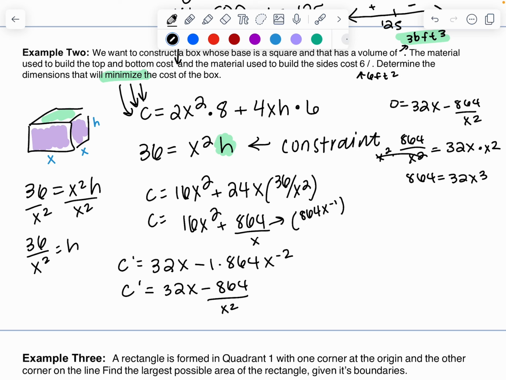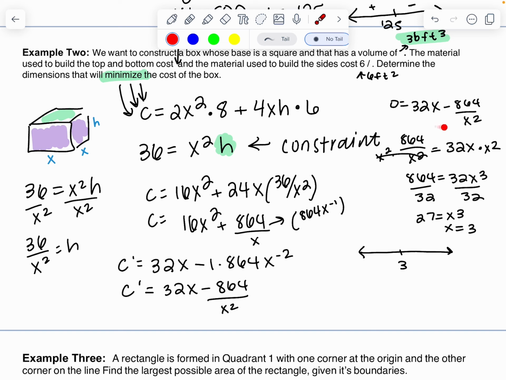Now that I have the x's together, I have to get x alone, so I'll divide both sides by 32. That equals 27, so I get 27 equals x cubed. So x equals 3. That's my critical point, one place where the derivative equals 0. Let's check and make sure that's a minimum value. I'm going to use my line test. If I were to plug in, let's say, 4 into this equation, I would have 32 times 4.